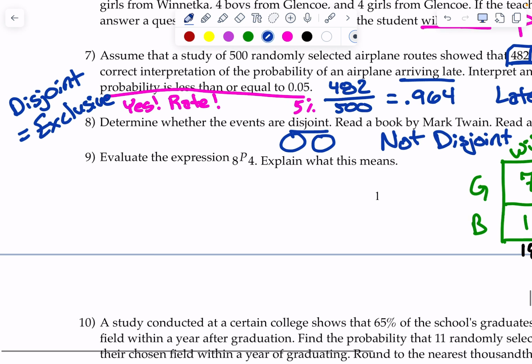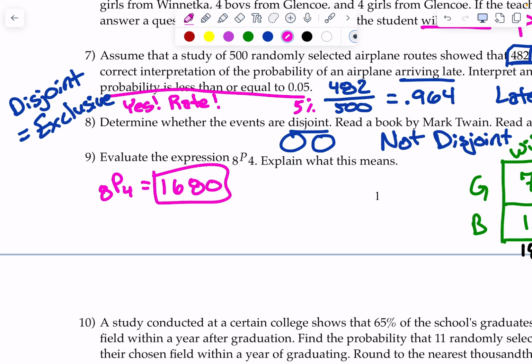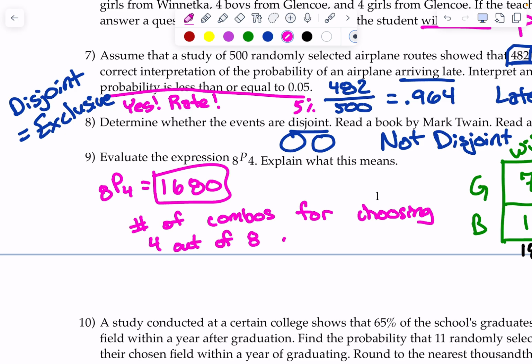Evaluate the expression 8P4. If you type 8P4 into your calculator, what do you get? 1,680. And that is the number of combos for choosing 4 out of 8 where the order matters. That is the explanation. Choosing 4 out of 8, order matters. It's the number of combos I can get.